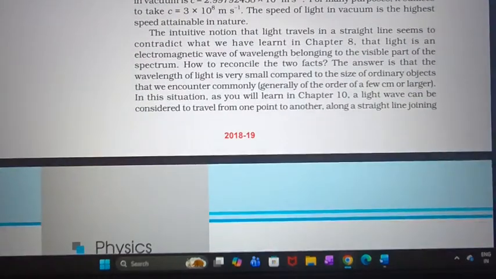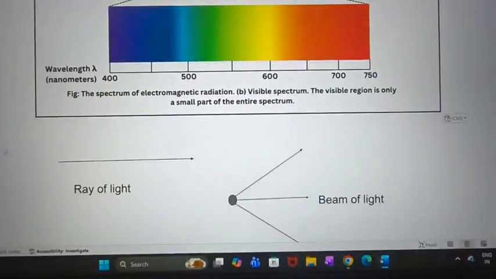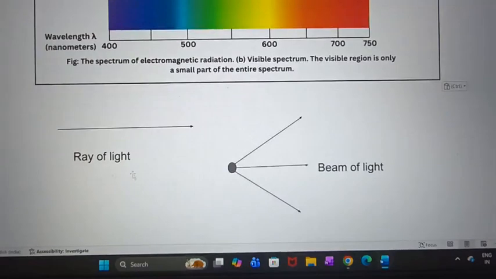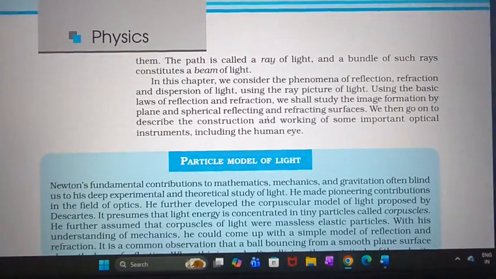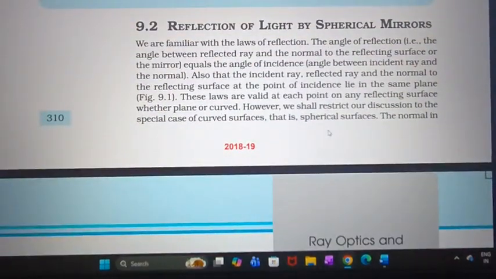Now, we already know that light is traveling in a straight line. And it's traveling as if from one point to another, it is joining the line. So if you see, this is called the ray of light. So whenever light is traveling in a straight path, it is as if it is joining the 2 points in a plane. So this is called the ray of light, and if you see a bundle of those rays of light, this is called a beam of light. And we will be using these concepts in order to know about various phenomena of reflection, refraction, dispersion further in this chapter. So first, reflection of light by spherical mirrors.